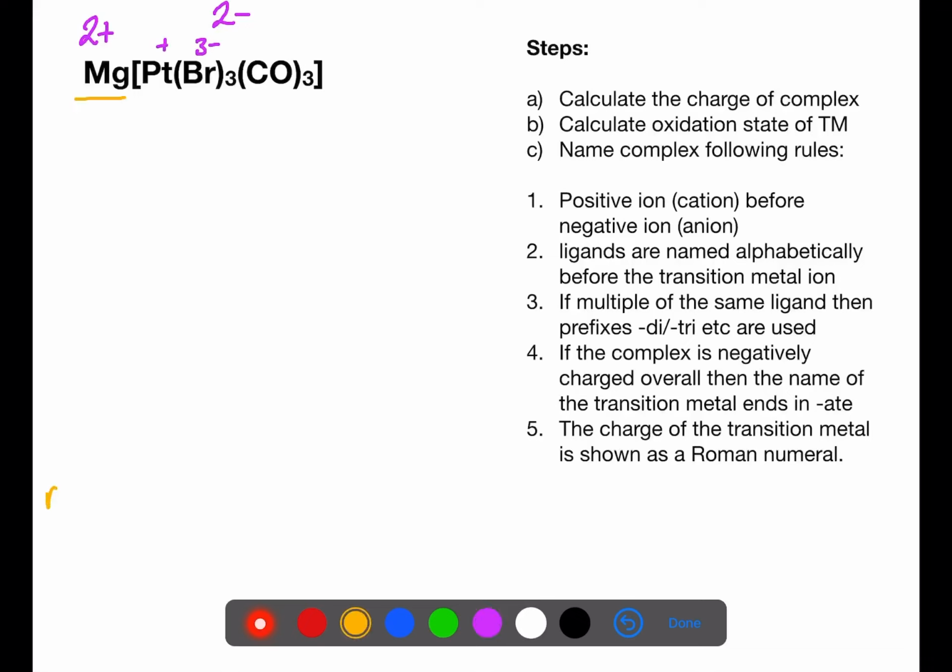So we name the positive ion first, which is magnesium. Then we need to look at the ligands. We have bromido ligands and carbonyl ligands. We need to name these in alphabetical order. So we have tribromido followed by tricarbonyl.